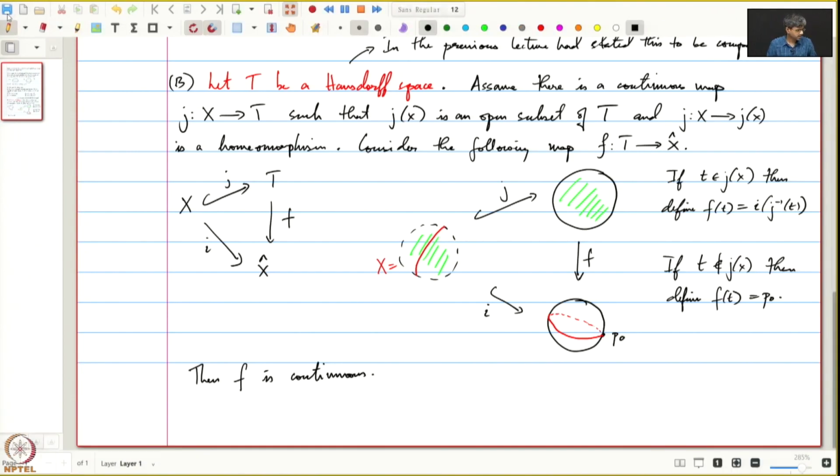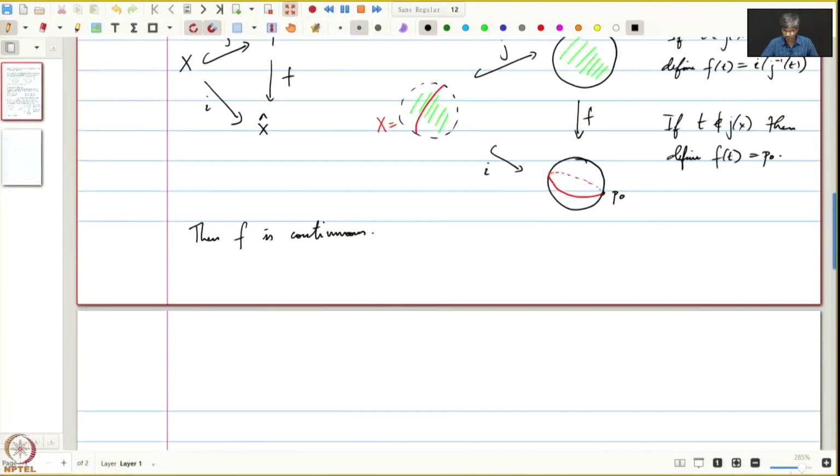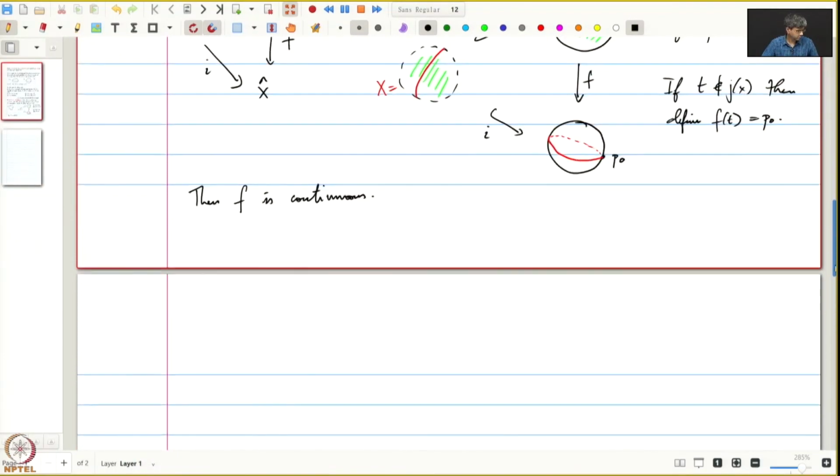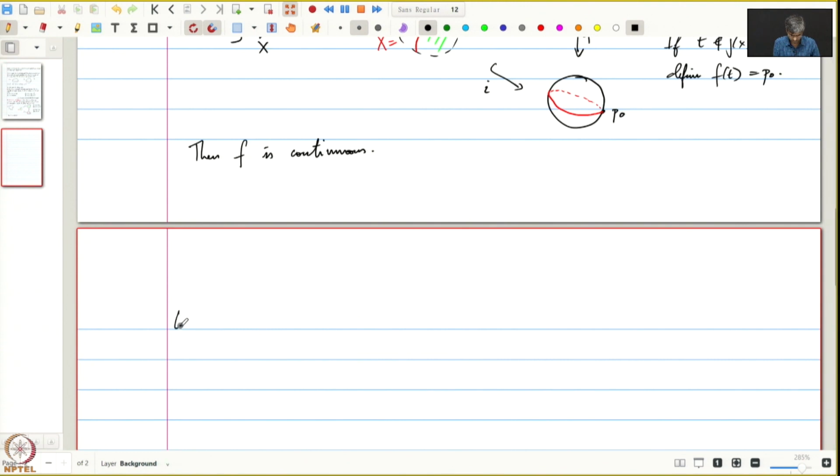Okay. So let us see some applications of this proposition. This proposition we had proved in the previous lecture. So as an application, let us prove that the one-point compactification is unique. So what do we mean by that?